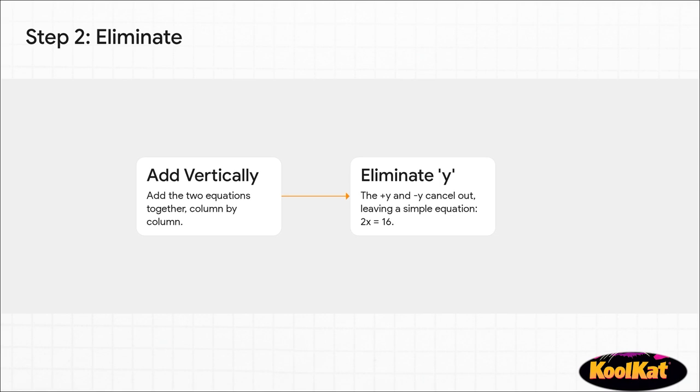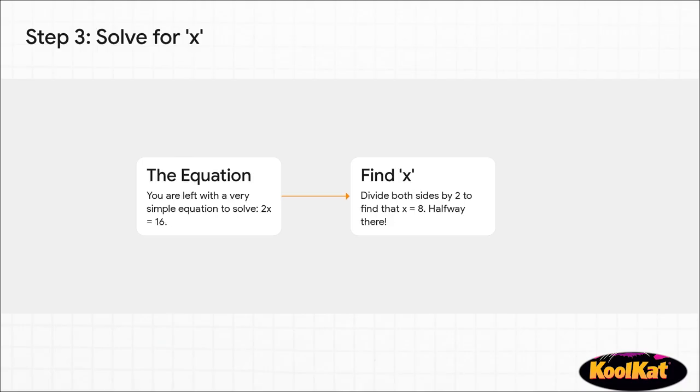Now watch this next column carefully. We have a positive y and a negative y. When you add those together, they cancel out. Boom, the y is gone. Then on the other side, 13 plus 3 is 16. Just like that, we have eliminated the y variable. And look what's left over. We've got 2x equals 16. I mean, that's an equation we can solve in our sleep, right? You just divide both sides by 2, and we get x equals 8. See that? We are already halfway there.